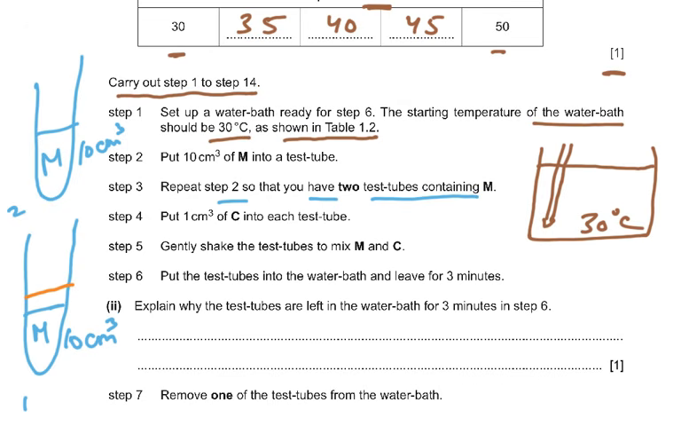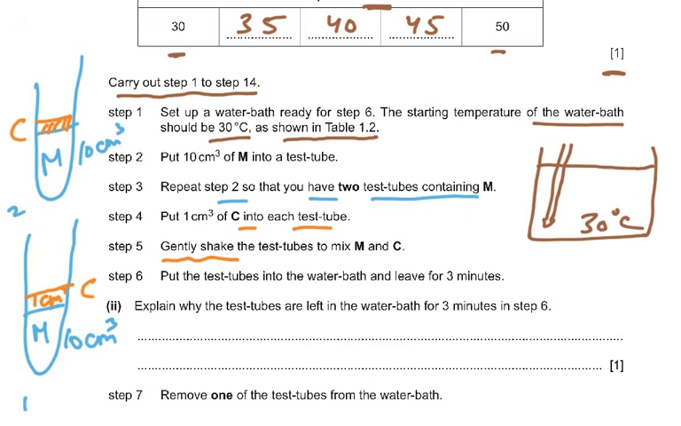Put 1 cm³ of C. So you put 1 cm³ of C. C was calcium chloride. And you do the same in this. So put 1 cm³ of C into each test tube. So you put C here, you put C here. Gently shake the test tube.